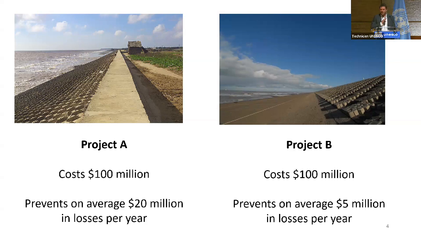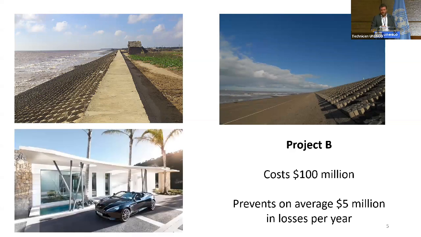I'm an economist, it's very simple maths. This is cost-benefit analysis 101. What you want to do here is go with Project A, right? Because it costs the same and it saves you more losses. But that's actually before you've done your field visit, right?